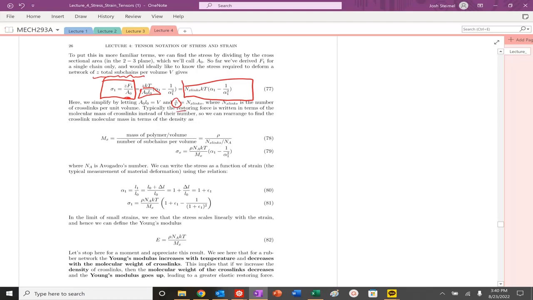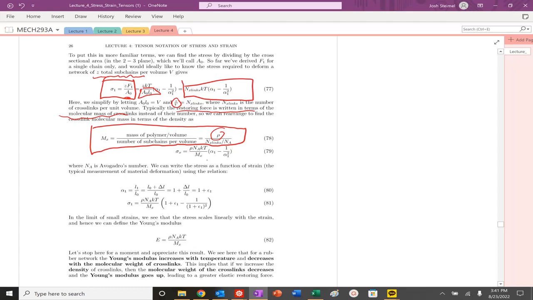So typically our restoring force is going to be written in terms of the molecular mass. That's something that's easier to measure and study, and you'll see a lot of those values. So the molecular mass of the crosslinks is going to be the mass of the polymer divided by the volume, so density of the polymer over number of crosslinks divided by Avogadro's number.